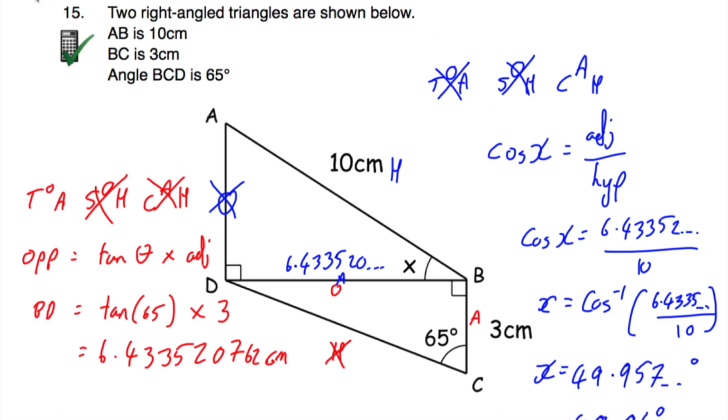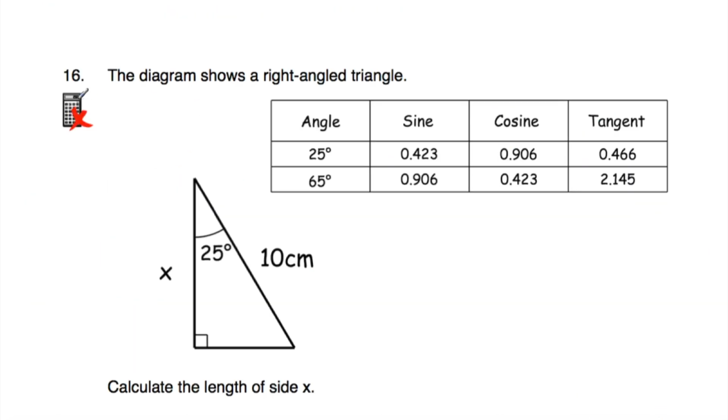Okay, let's have a look at our next question, question number 16. Question number 16 is a non-calculator question, so I've just put down my calculator, and the question says the diagram shows a right angle triangle. So we've got this right angle triangle, and we've got 25 degrees, the length of the hypotenuse is 10 centimeters, and we're trying to find the length of this side, x. And then we've got this table, which has angle, 25 degrees and 65 degrees, and then we've got the sine, the cosine, and the tangent.